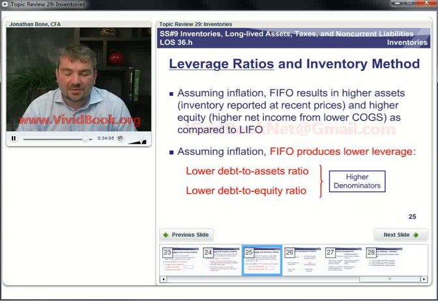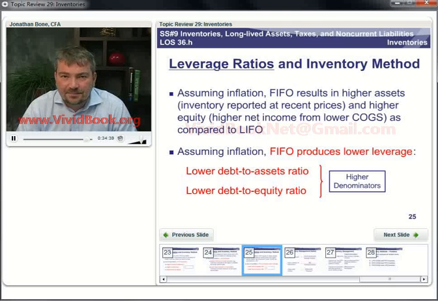Leverage ratios. Let's think about our leverage ratio. Now FIFO, of course, results in higher assets because it gives you higher ending inventory because they're at the most recent purchase prices. So again, all of this is assuming inflation in your purchase prices. Now FIFO, of course, also would give you higher stockholders' equity. Why higher stockholders' equity? Well, remember, it gives you lower cost of goods sold in the income statement, higher taxes, but also higher net income. And if we have higher net income, we have higher retained earnings. And if we have higher retained earnings, of course, we have higher equity.